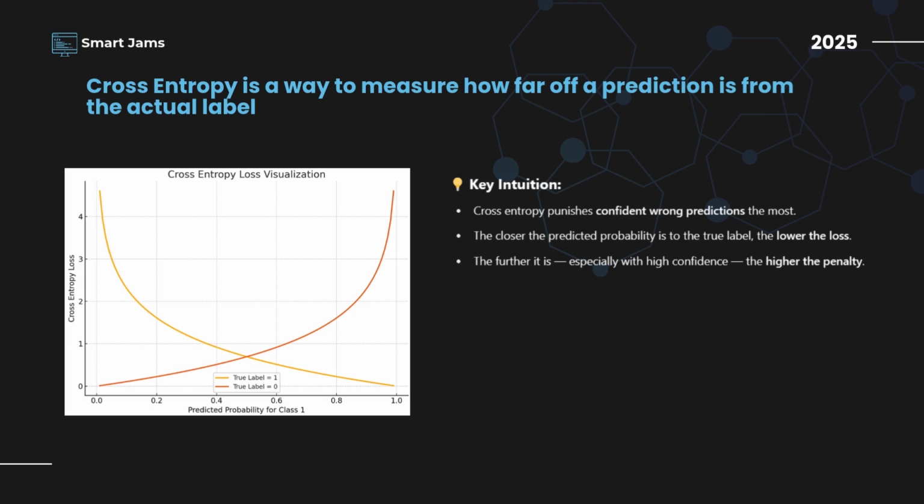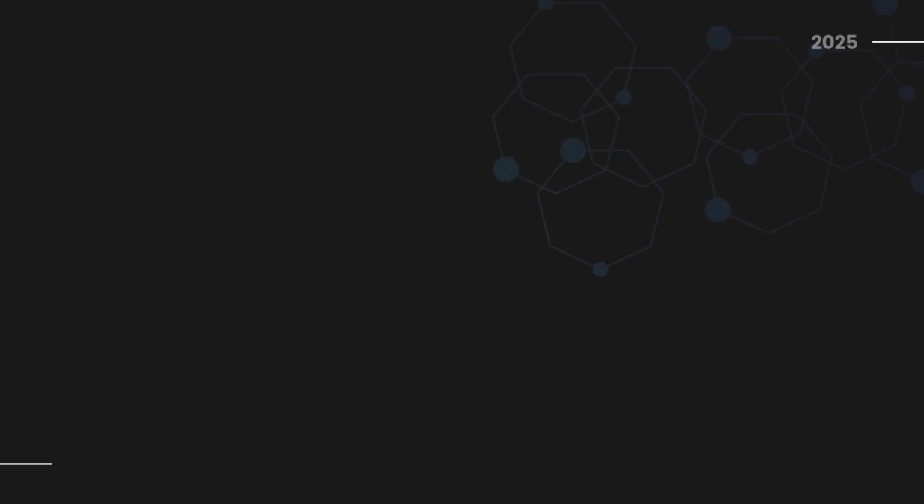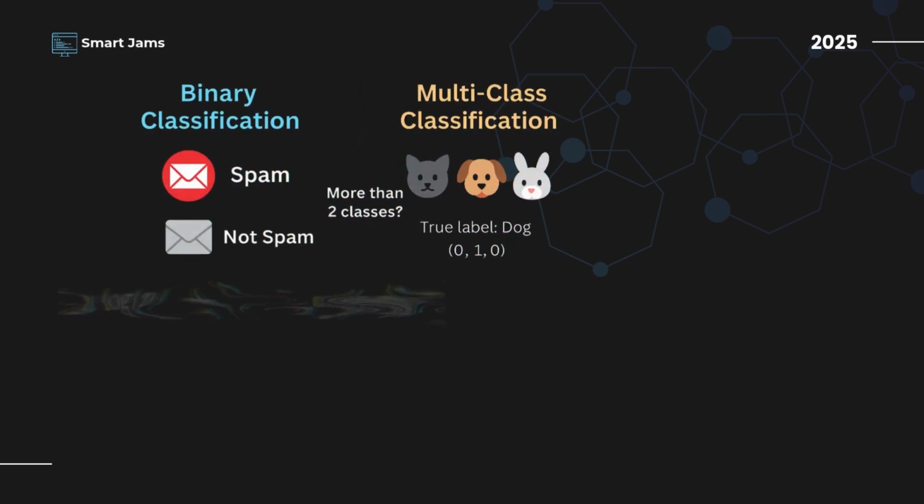Let's look at 2 examples. First, if the true label is 1 and your prediction is 0.9, your loss is low. Great job. But if your prediction is 0.1 and you are confident, the loss will be very high. This encourages the model to not only be accurate, but also calibrated in its confidence. So far, everything we've discussed applies to binary classification, where the model predicts between just 2 possible classes, like spam or not spam. In these cases, the formula we use is simple. Loss equals negative y log p plus 1 minus y log 1 minus p.